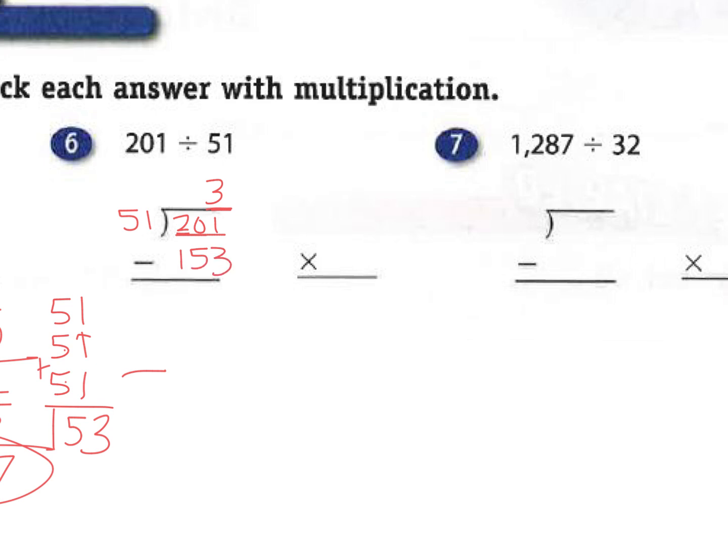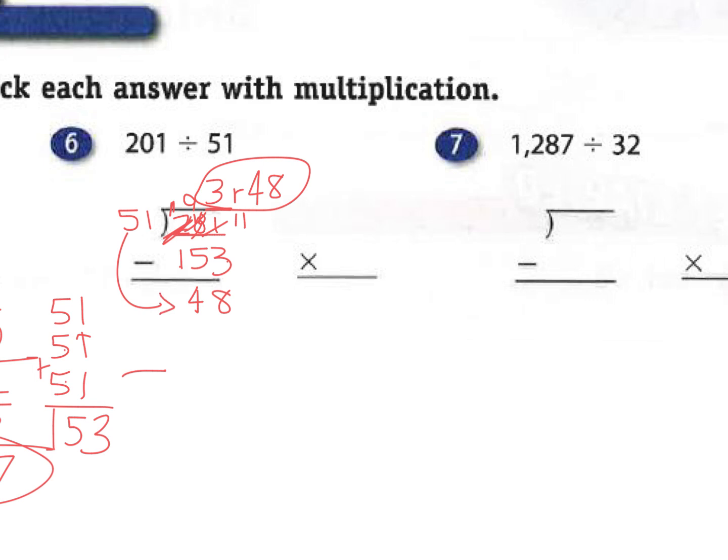Well, we can't do 1 minus 3, can't borrow from a 0, got to borrow from the 2, make it a 1, make this a 10, but then make it a 9. That gets so messy when you're dividing. This becomes 11. 11 minus 3 is 8. 9 minus 5 is 4. So then we have 1 minus 1 is 0. So that means that this answer is 3 remainder 48 because 51 cannot go into 48.